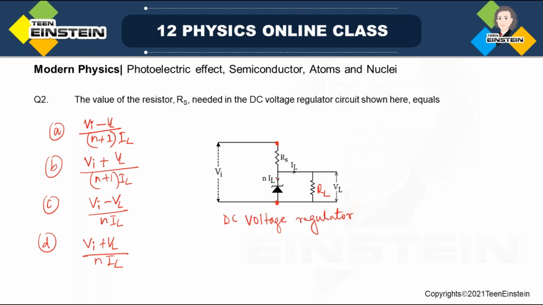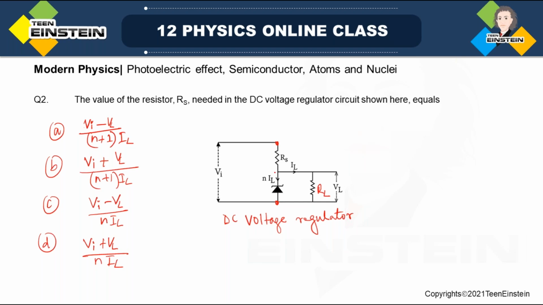Now let me tell you how it functions. When we say voltage regulator, what does DC voltage regulator mean? You might know we generally use regulators in our day-to-day life. When there is a power fluctuation, to save the appliances or to get uninterrupted input supply, we use DC regulators.